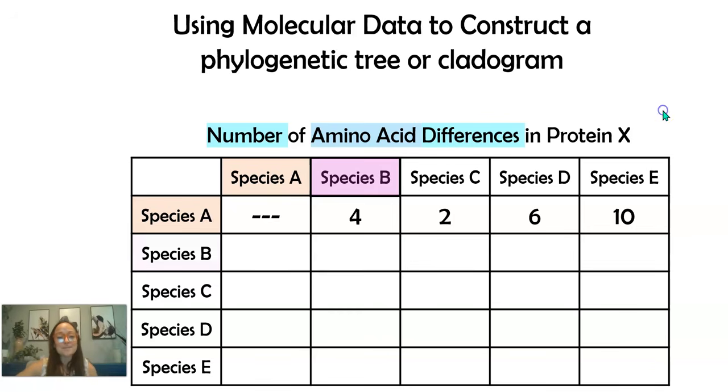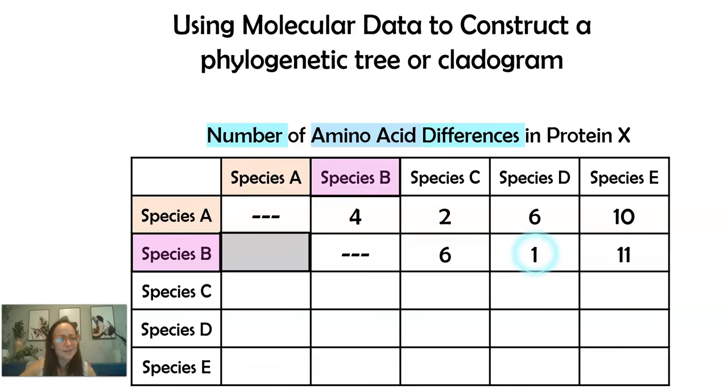Okay, now let's go ahead and compare species B to B. Oh, I'm sorry. Here, if I compare B to A, we already did that. It was 4, so we don't do it again. We can either do a dashed line, or we can just shade it in or leave it blank. And now for B to B, again, we're going to expect no differences. And then we fill in the rest.